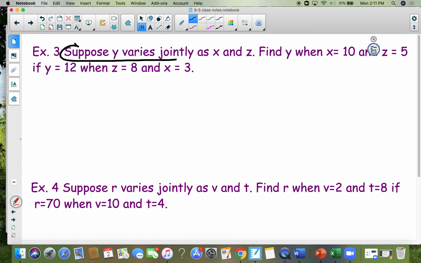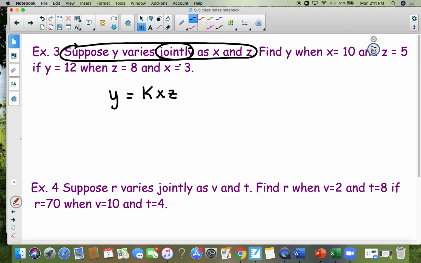Suppose y varies jointly as x and z. Y equals, jointly means to multiply, so there has to be a k in the problem. So the formula is y equals kxz, and I like writing it twice because I need it twice.